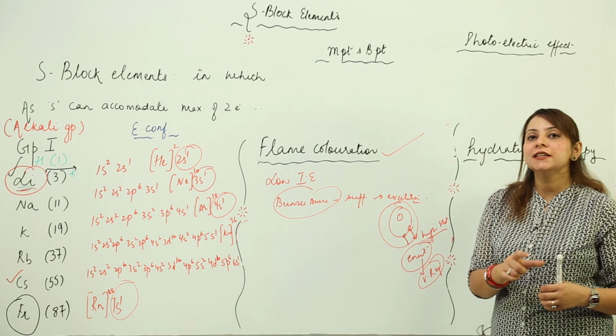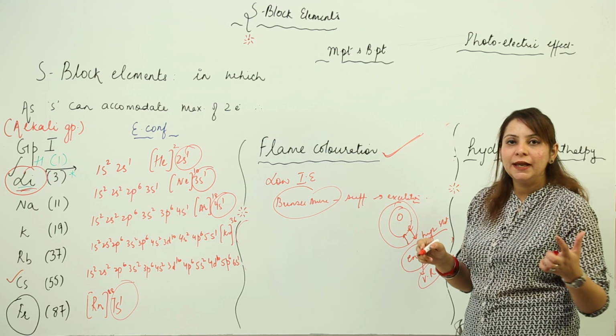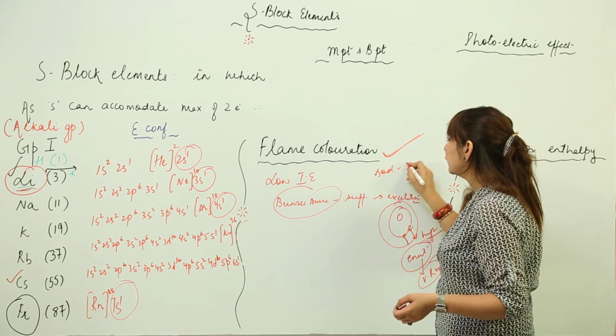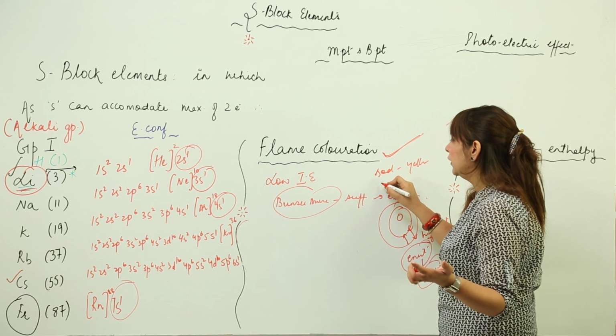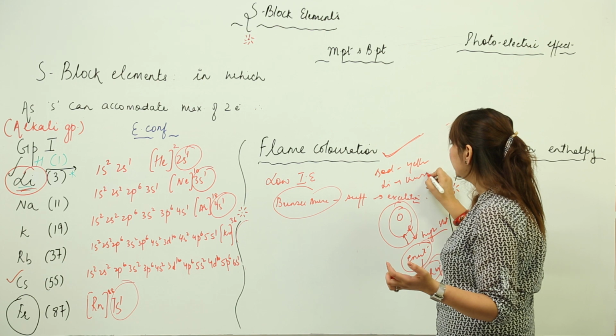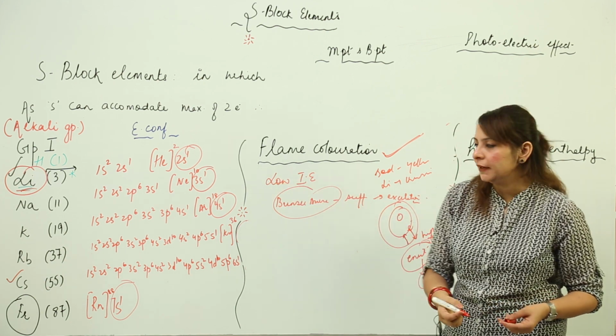And that is the reason that the flame is colored for the alkali metals. Like for sodium, it is yellow in color, or for lithium, it is crimson. So likewise, we have different colors for the different alkali metals.